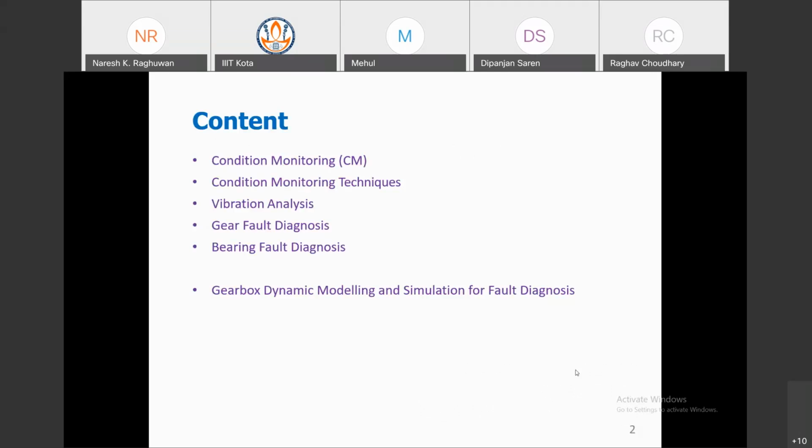So first, the basic introduction of condition monitoring techniques, and vibration analysis mainly. I will explain why vibration analysis is the main technique to diagnose faults in machinery. Then I will explain gear fault diagnosis and bearing fault diagnosis, which are the experimental diagnosis methods, and also how to simulate these faults. The gearbox dynamic modeling I will also cover in this lecture.